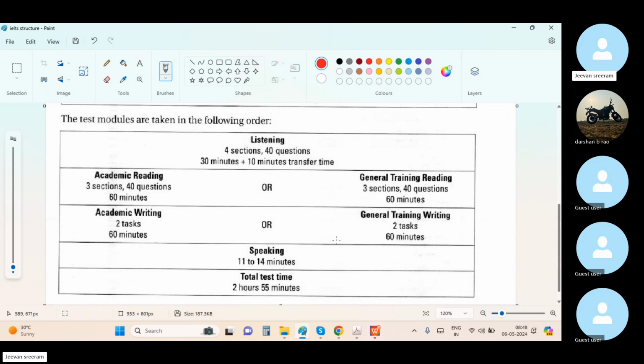But when it comes to a general training student, that is letter writing. Writing task 1 of academic is report writing. Writing task 1 of general training is letter writing. So that's the major difference that you can see. But the rest of the details, the time given for each module in both kinds of tests, are the same. For listening, there will be 4 sections, 40 questions.